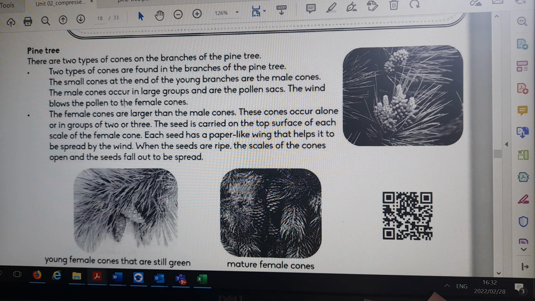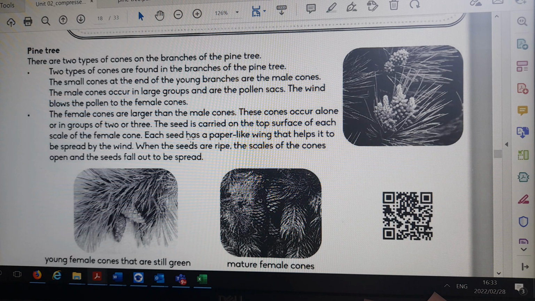The wind blows the pollen to the female cones. The female cones are larger than male cones. In terms of size, they are not thin like the male cones. These cones are alone or in groups of 2 or 3. So the female ones are few, and there can be 1 or 2 in one area. The seed is carried on the top surface of each scale of the female cone.